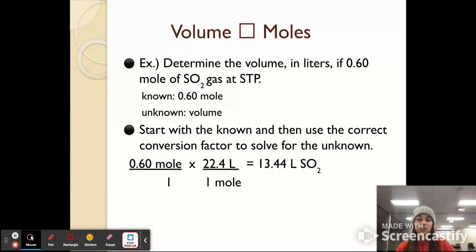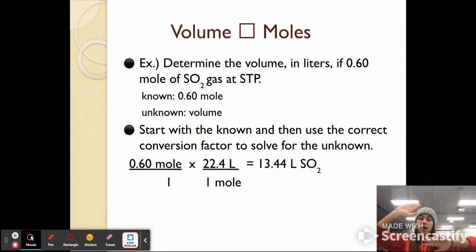All right, so we're going to start with the known and then use the conversion factors to solve for the unknown, just like we've been doing. So you're going to start with your known, top left corner. You're going to have 0.6 moles at your top left corner. Go ahead and write that down. Now, your moles are at your top left, right? And I want to get to liters. Liters, my unknown, has to be at the very top right-hand corner.